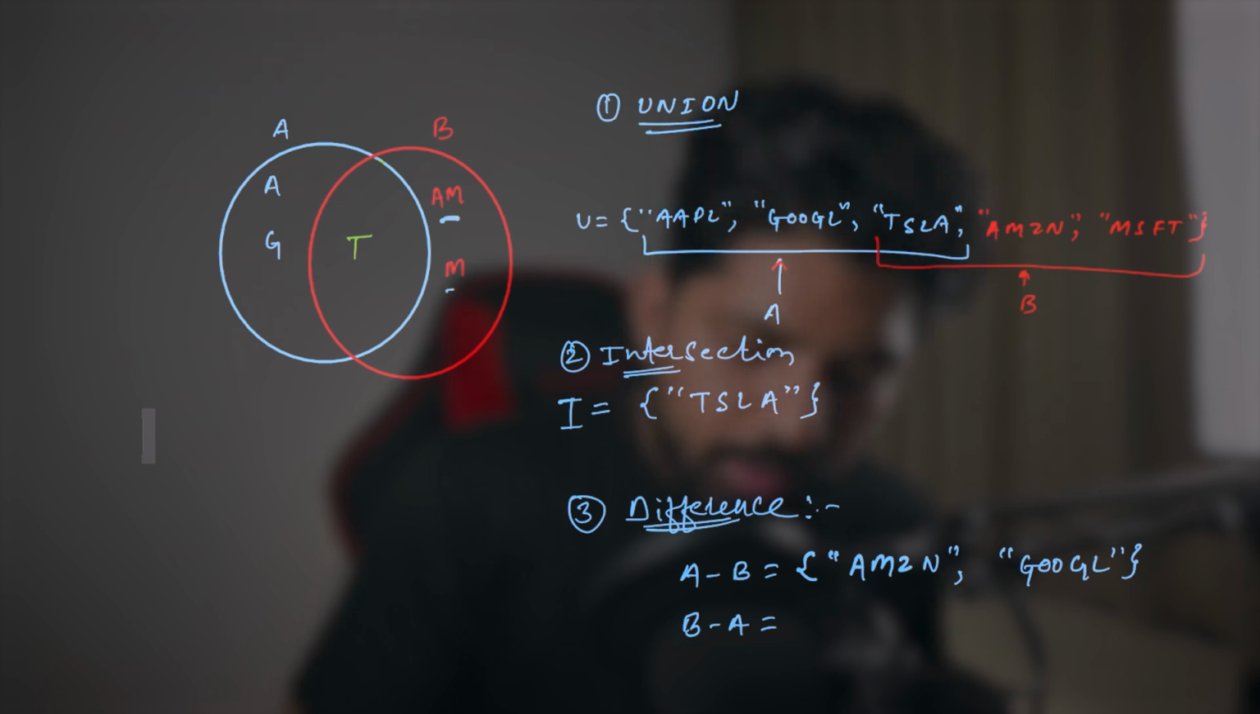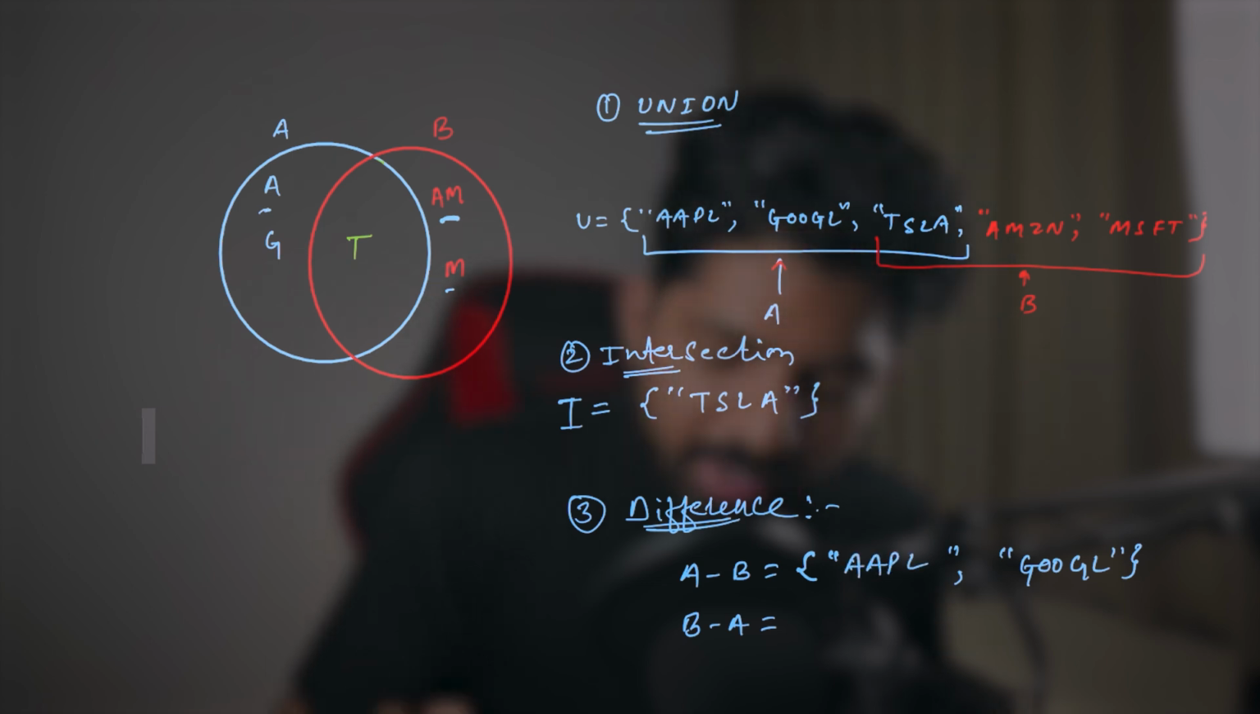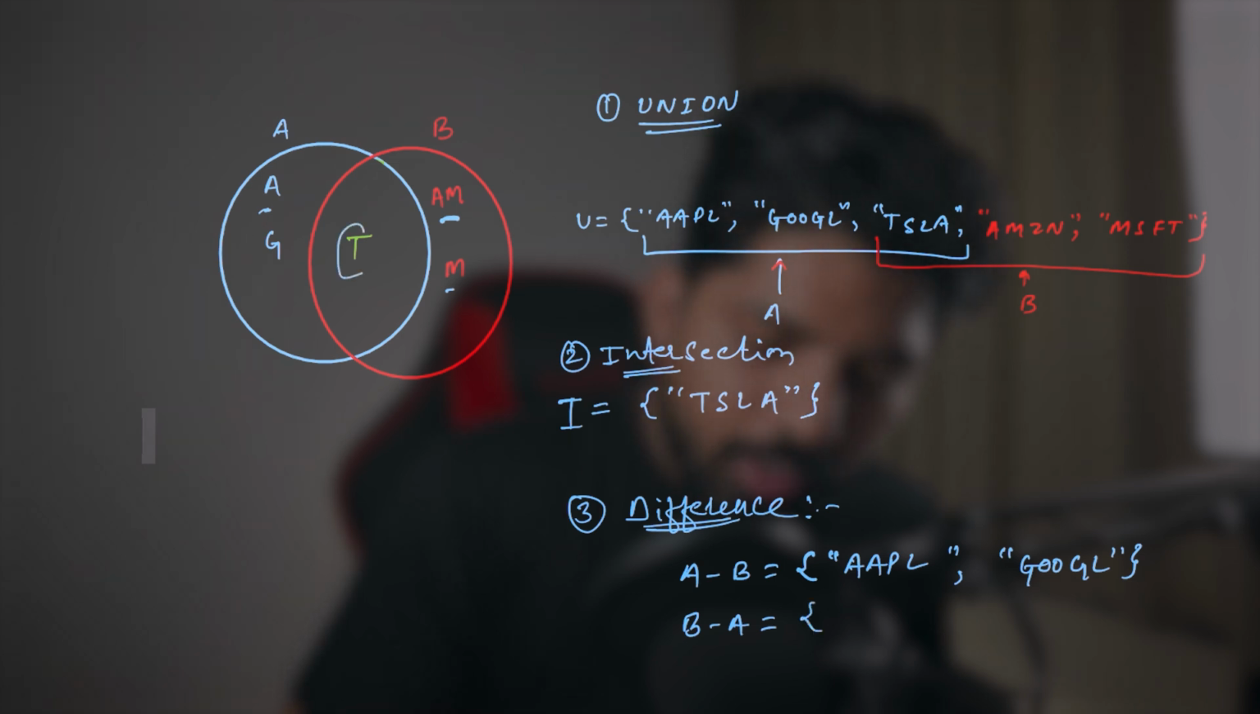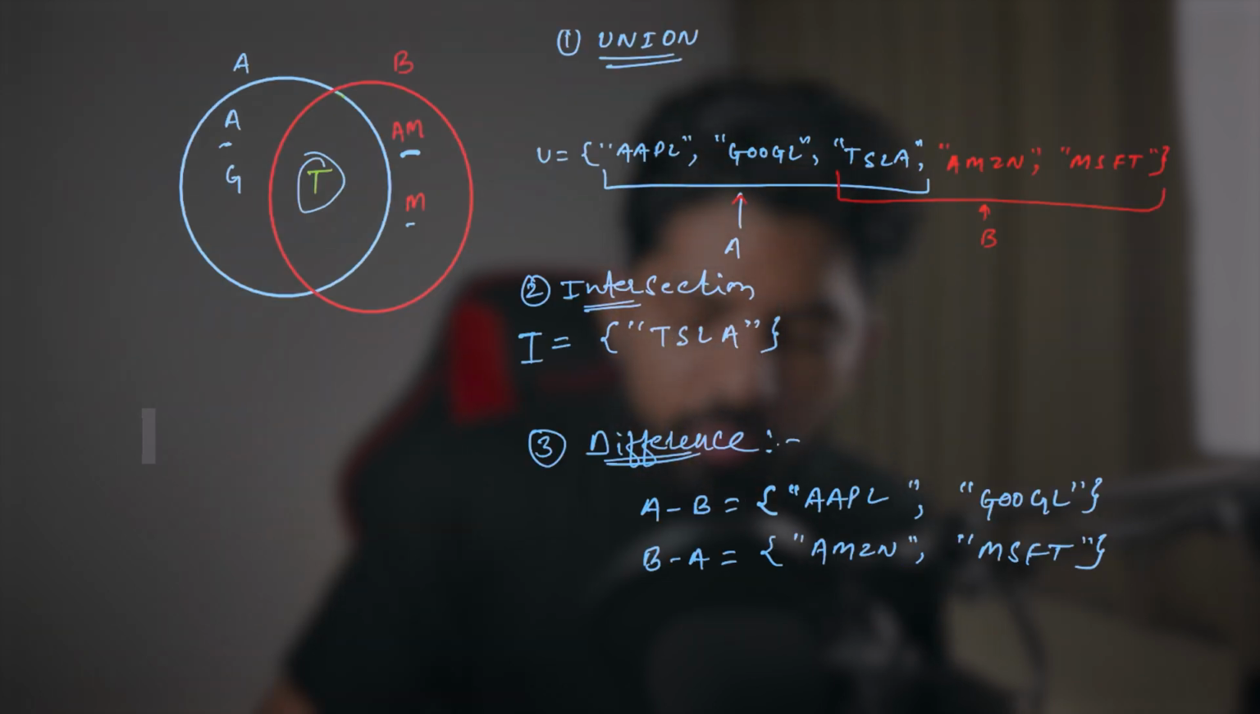It was Apple here in the A minus B, right? This was Apple. So I can write Apple. And when we perform B difference A, we will ignore this Tesla element and we are left with Amazon and Microsoft. So MSFT. That's the basic idea of difference.